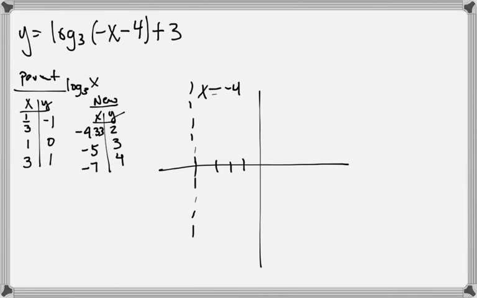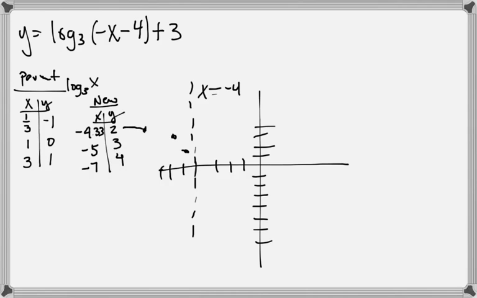Okay? So if we draw our equation in, we're going to graph it like this. We're going to say negative 4.33, y is 2. It's going to be on the left side of the asymptote, going like that. So we go over here and y is 2, so somewhere like that. Negative 5, go up to 3, so somewhere over here. And then negative 7, 4 will be somewhere like this.